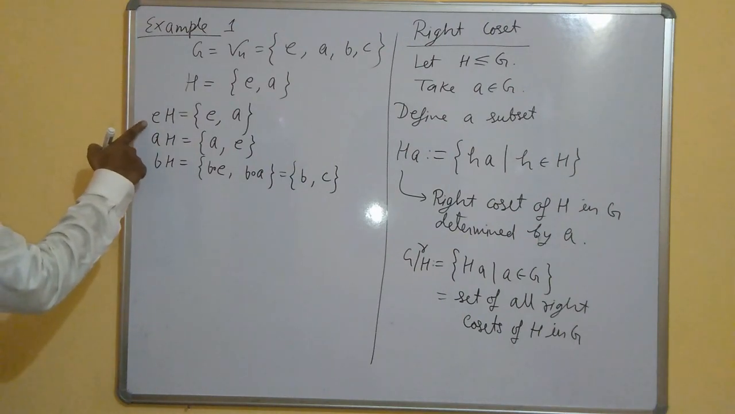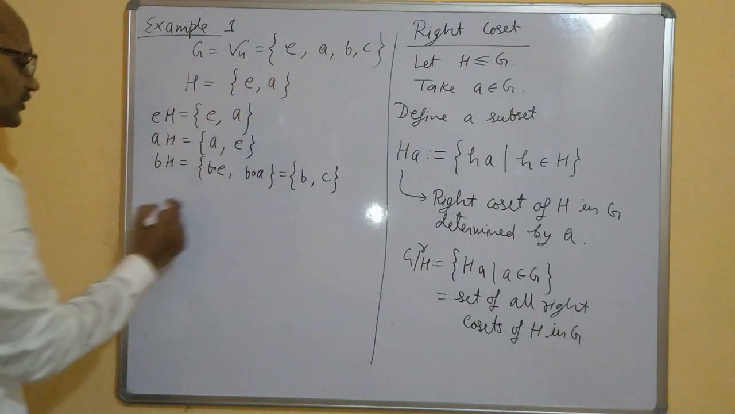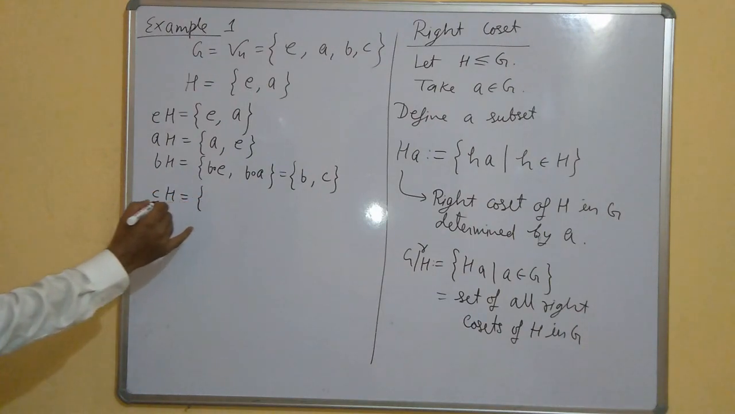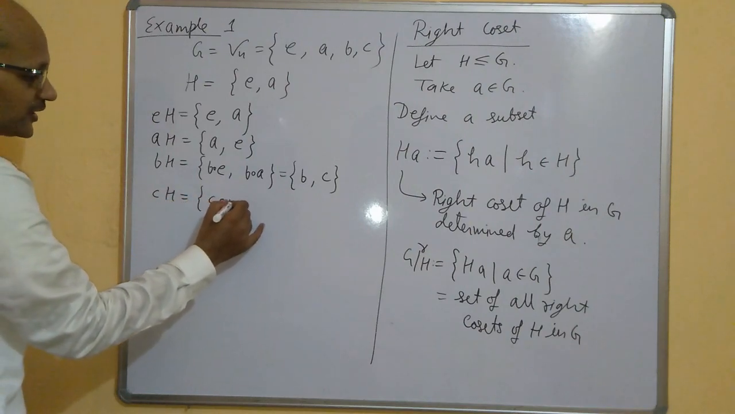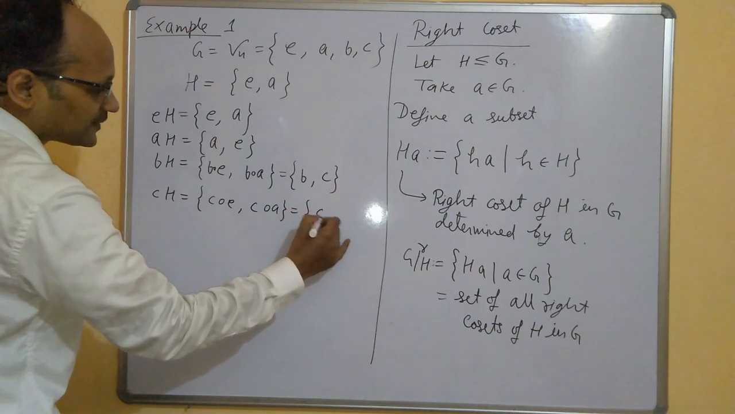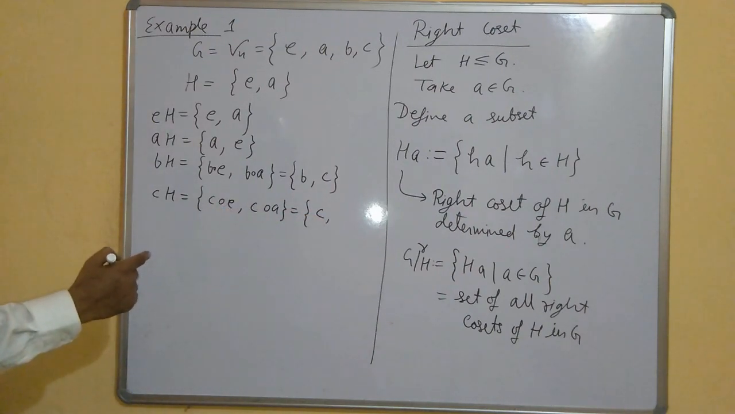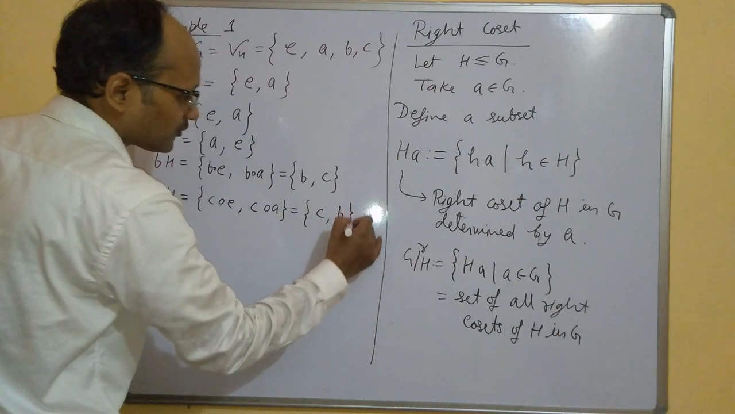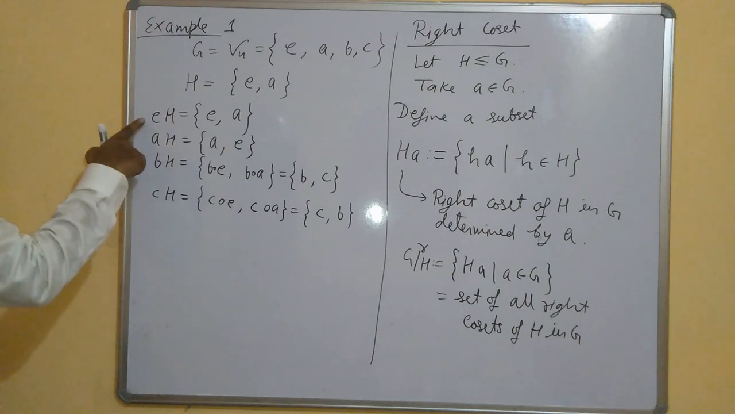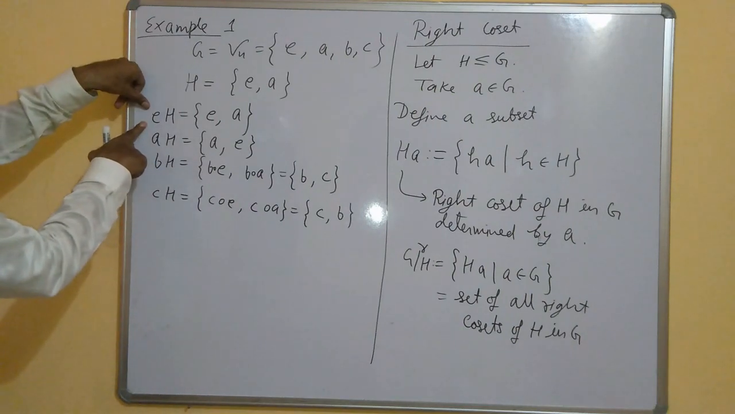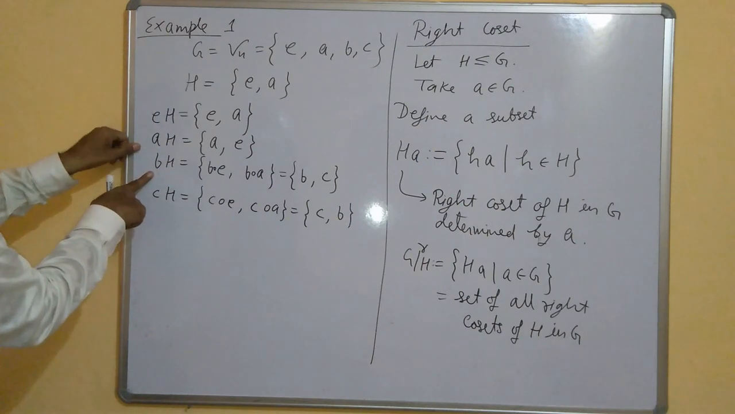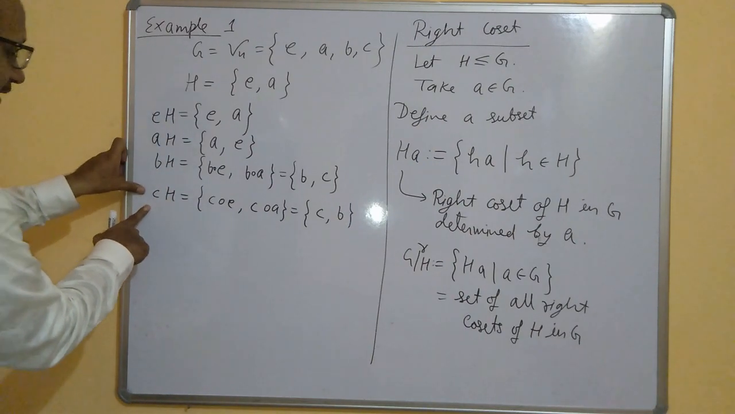Now I have taken e, a, b, and now let us take c. So c e and c a. So what is this? This is c and ca is b. So both are the same. So what we get is that, this is the left coset of H determined by e, left coset of H determined by a, left coset of H determined by b, left coset of H determined by c.